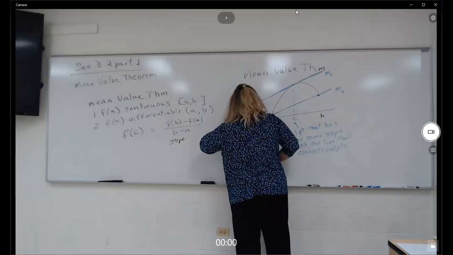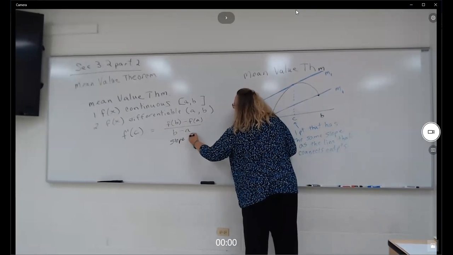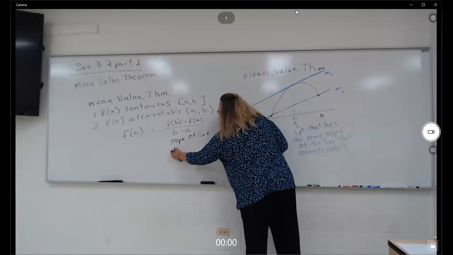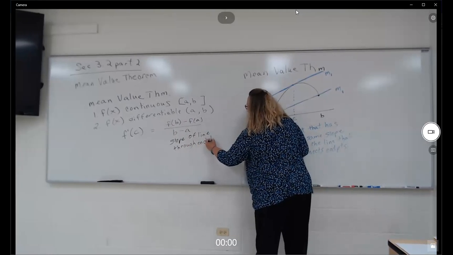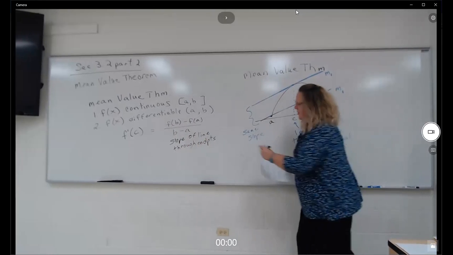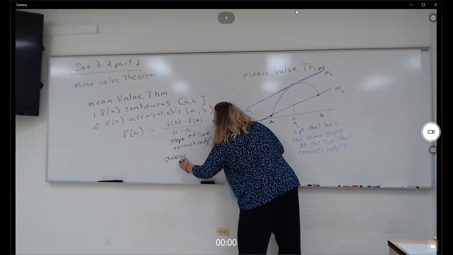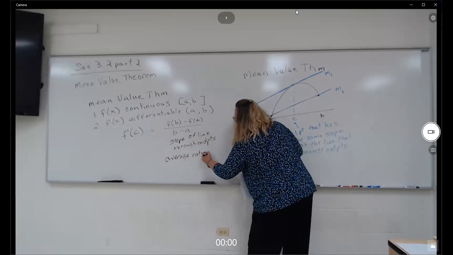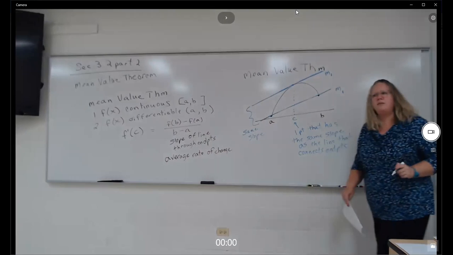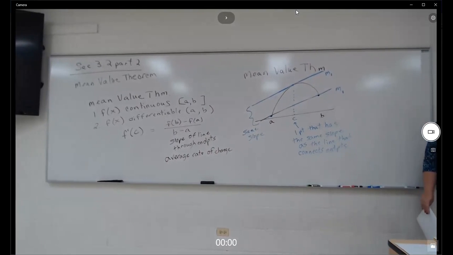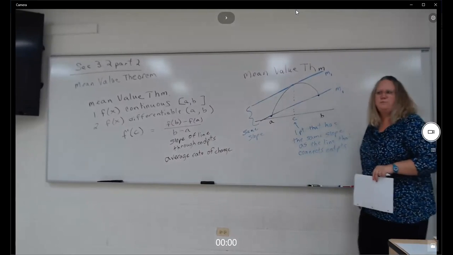Again, the same thing that I wrote here: this is the slope of the line through the endpoints. And this one is the average or mean, the average rate of change. Does that make sense? The average, we're just doing the endpoints. So we consider that the average, and that's why we call it the mean value theorem.